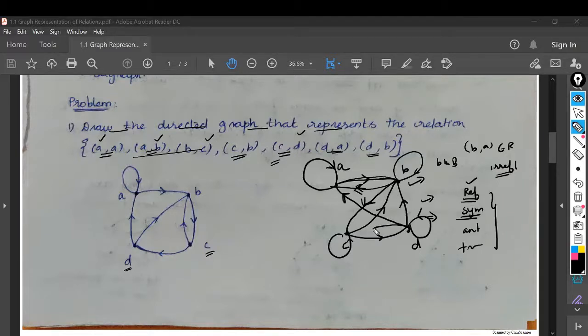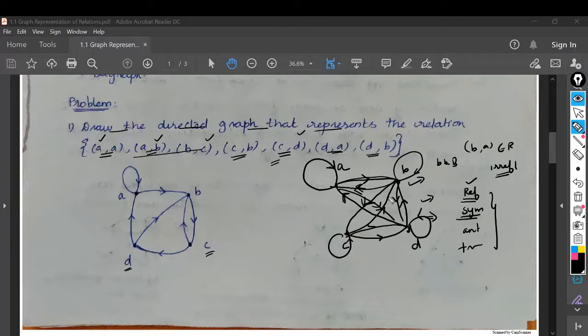So for all the pairs of vertices, there should be two lines which are opposite in direction. Only then you can call your relationship symmetric. Whenever there is an arc from A to B, there should be an arc from B to A, and it should be true for all pairs of vertices. Only then you can say that it is a symmetric one.